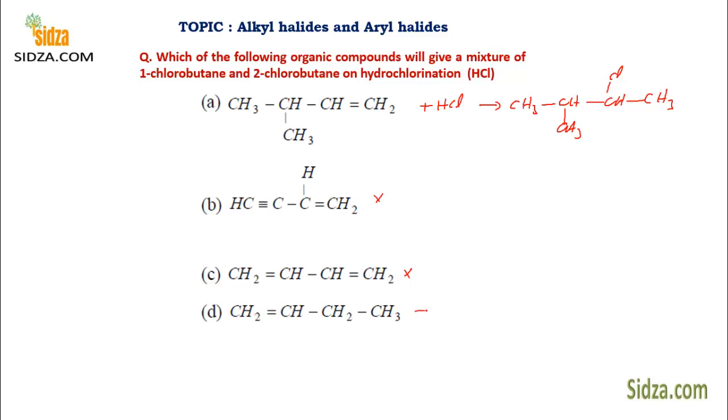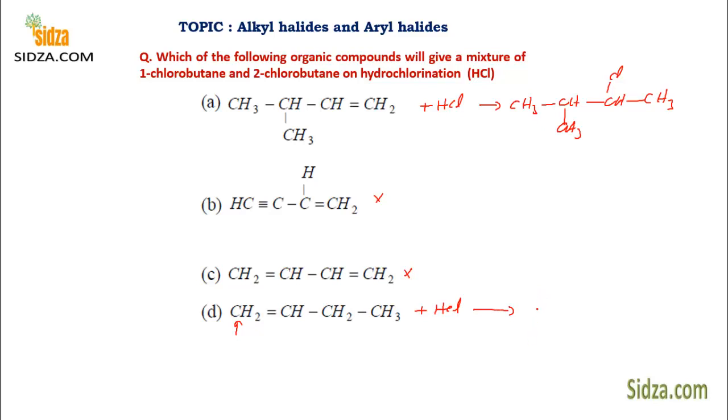If you add HCl now in this case, as per the Markovnikov rule, hydrogen will add to this particular carbon and the chlorine will go here. So that means you will get a 2-chlorobutane. And when there is anti-Markovnikov addition, that's always there, but in the minor quantity, the hydrogen will add over here and the chlorine will go to the terminal carbon. That means you will get a 1-chlorobutane. So if you add HCl to this molecule, you get two products. One will be the Markovnikov product, the other one will be the anti-Markovnikov product.